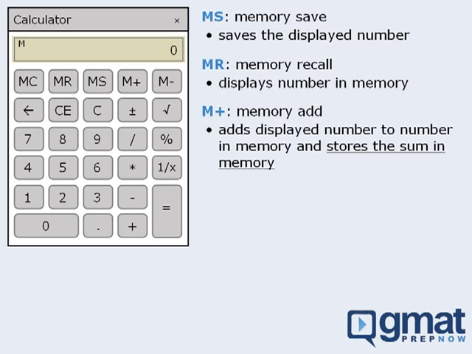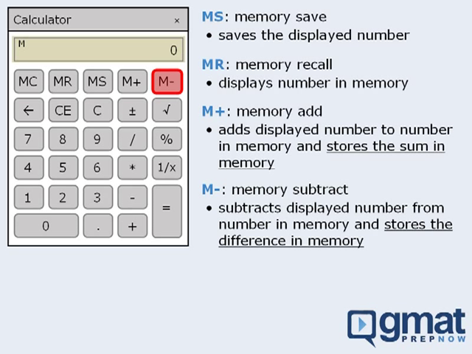Now this memory add button is very similar to the memory subtract button. This button takes whatever number is currently displayed and subtracts it from whatever number is currently stored in the memory. Then it takes this difference and stores it in memory. So for example, if we enter 5 and then press memory subtract, the 5 is subtracted from the 79 in the memory, and then the difference of 74 is now saved into the memory. So if we now click the memory recall button, we'll see that 74 is now the number stored in the memory.